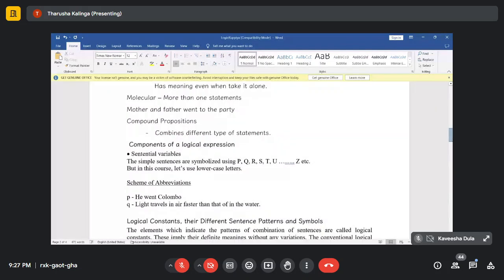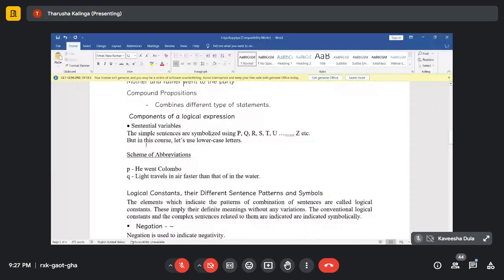Okay. Then the next one, we are going to analyze what a logical expression should have. So the components of a logical expression. The first thing is sentential variables. What do we call sentential variables?